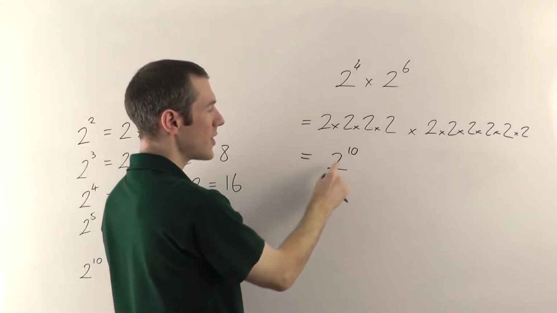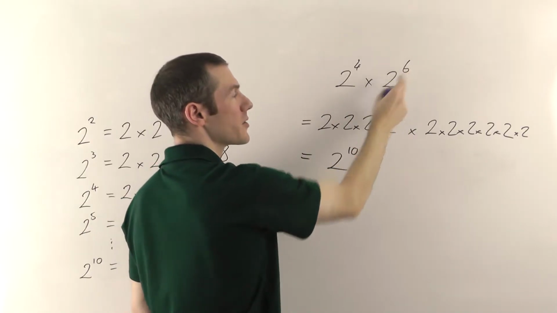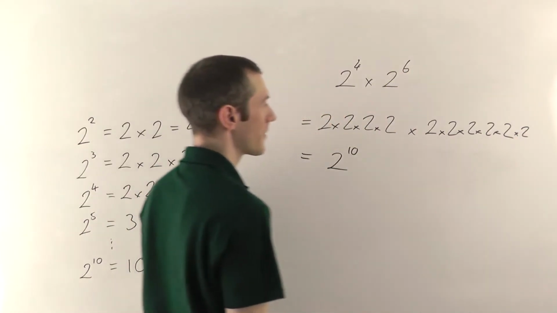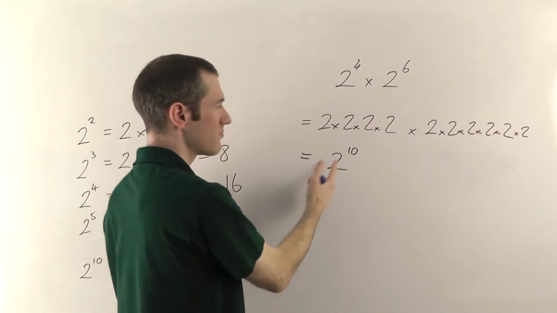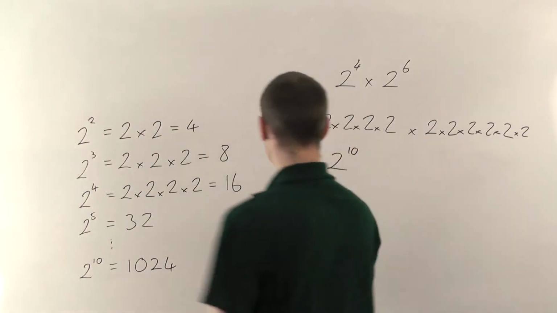Yeah, the power, remember, tells you how many of these things you're multiplying. 2 to the power 4 means you've got 4 2's multiplying. 2 to the power 6 means 6 2's multiplying. So if you've got 10 2's multiplying, it's just 2 to the power 10, which we saw before was 1024.